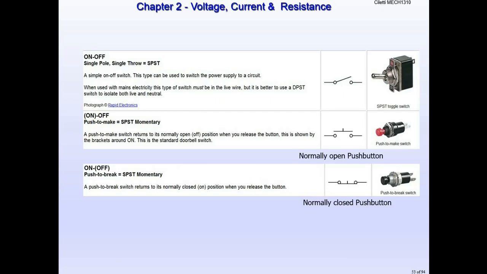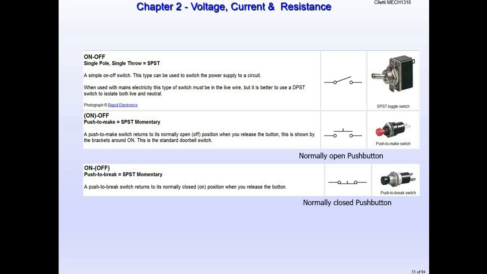So let's go through these. I do expect you to know all these symbols. I've given you the symbol and the nomenclature on here and a picture of what it physically looks like. So we have an on-off switch. This is known as an SPST, a single pole, single throw. If we look at the symbol, the throw is the little arm piece that goes up and down, so it has one of those, and it only connects one circuit. We're completing the path for one circuit there. That's why it's a single pole, single throw.